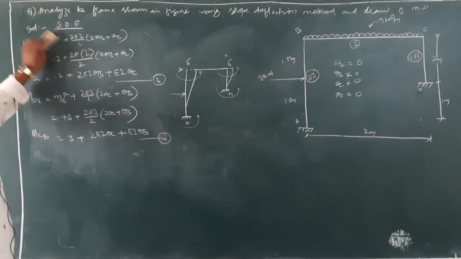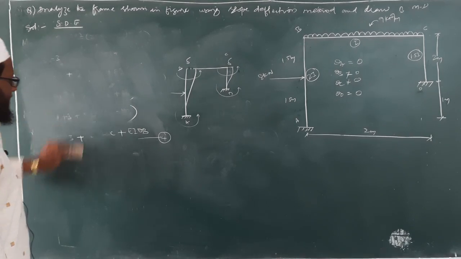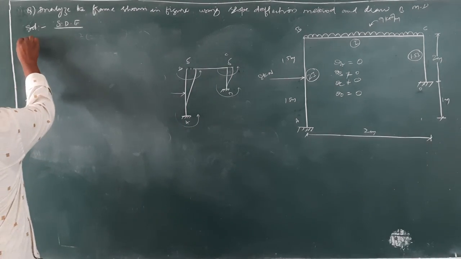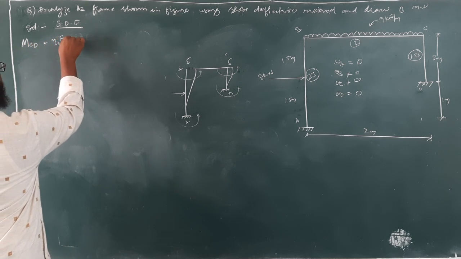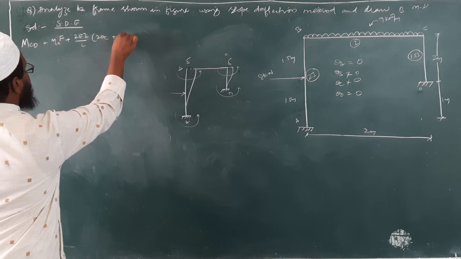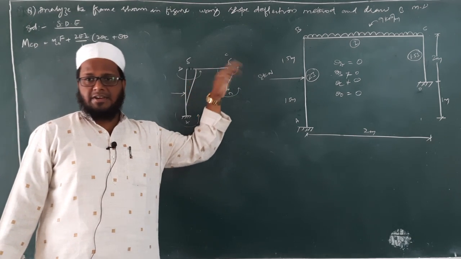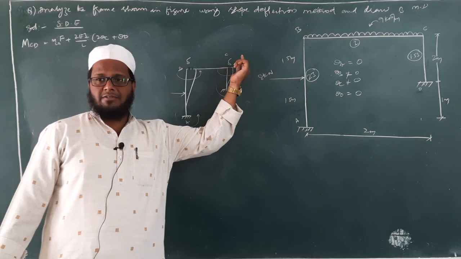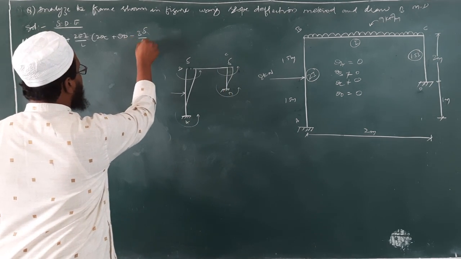Now we will go for another equation, that is MCD. Now what about MCD? MFCD plus 2EI by L into 2 theta C plus theta D. Now see here, this span CD is again getting deflected. So because of the deflection, we will be having extra moment. How the moment will act? It will act in anti-clockwise direction. So here minus 3 delta by L.